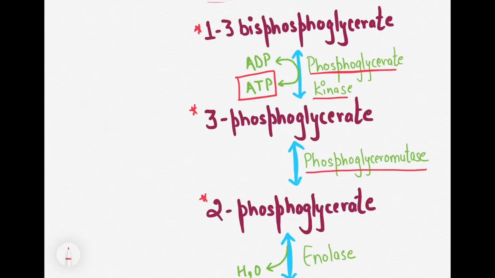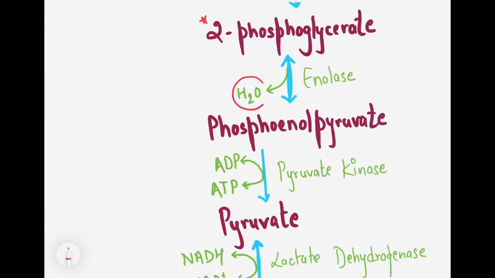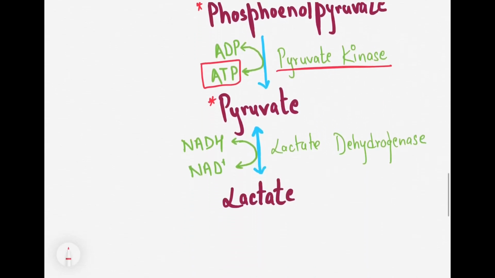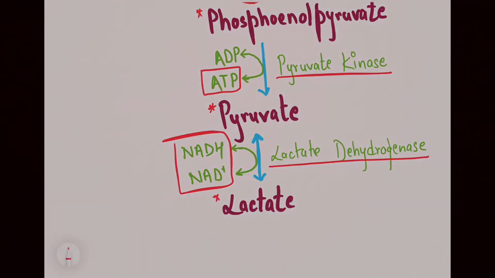Now this 3-phosphoglycerate, in the presence of phosphoglyceromutase, is converted into 2-phosphoglycerate. The next reaction is an elimination reaction where H2O is removed in the presence of the enzyme enolase, forming phosphoenolpyruvate. Now phosphoenolpyruvate is acted upon by pyruvate kinase to produce pyruvate along with the production of ATP. So in the final step, usually in the muscle, pyruvate is acted upon by lactate dehydrogenase where there is conversion of NADH to NAD, finally forming lactate.